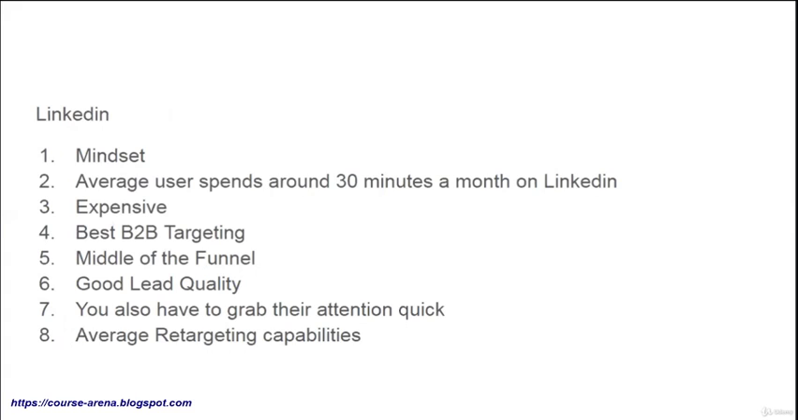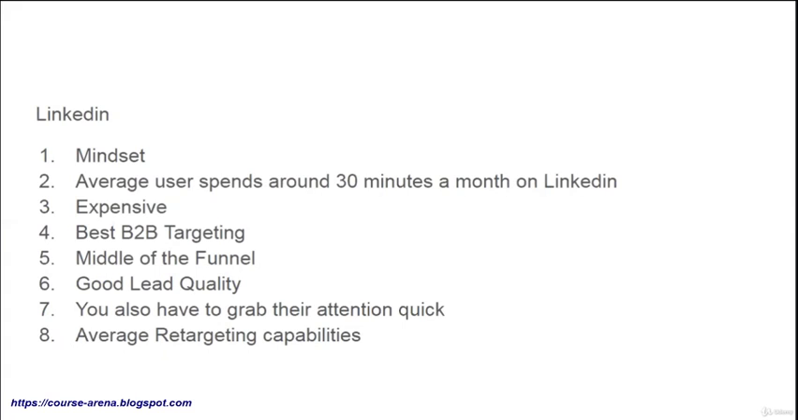Now let's talk about LinkedIn. First of all, mindset. When people are on LinkedIn, they are in the right set of mind. They are in a professional set of mind. They are looking for something which could enhance their careers. They are probably looking for a job change. They probably want to consume content which is related to their professional life. So the mindset is quite the opposite of what you get on Facebook.